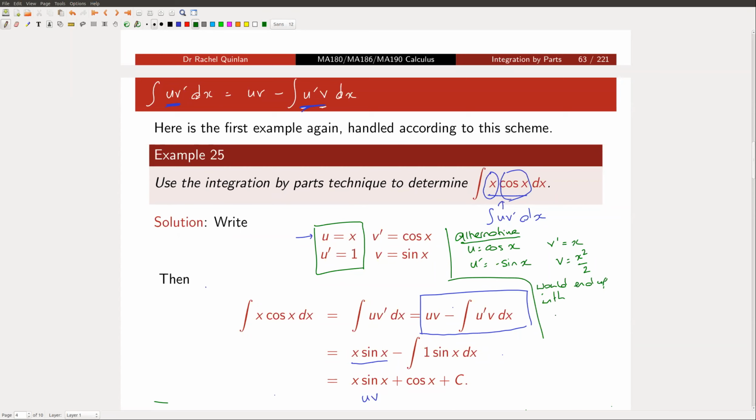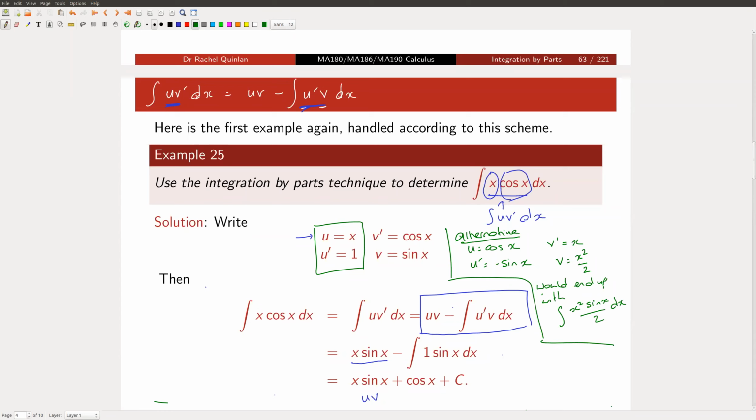The problem of integrating u dash v, which would have been something like x squared sine x or x squared sine x over 2, definitely is actually sort of worse than the thing we started with, which was x cosine x, because it's got a higher power of x on it. So that would not have really worked out well for us.